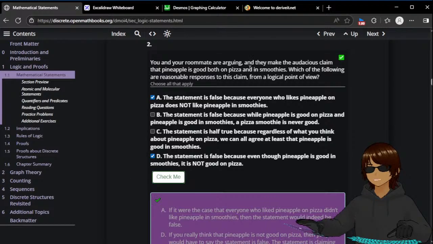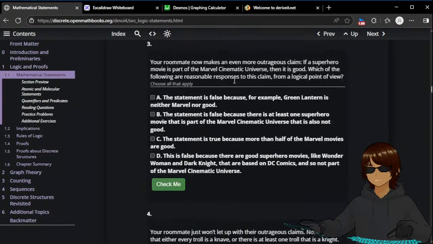Yeah, because you wrote "and" over here. And means they both have to be true. If one of them is false, then this entire statement is false.